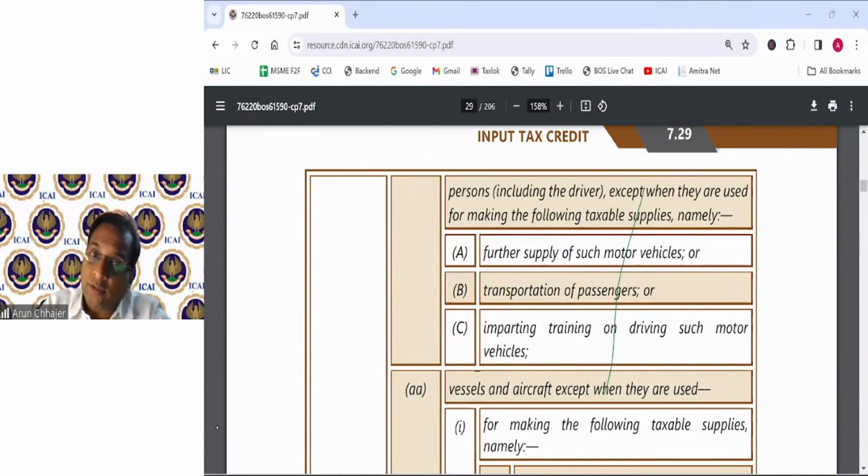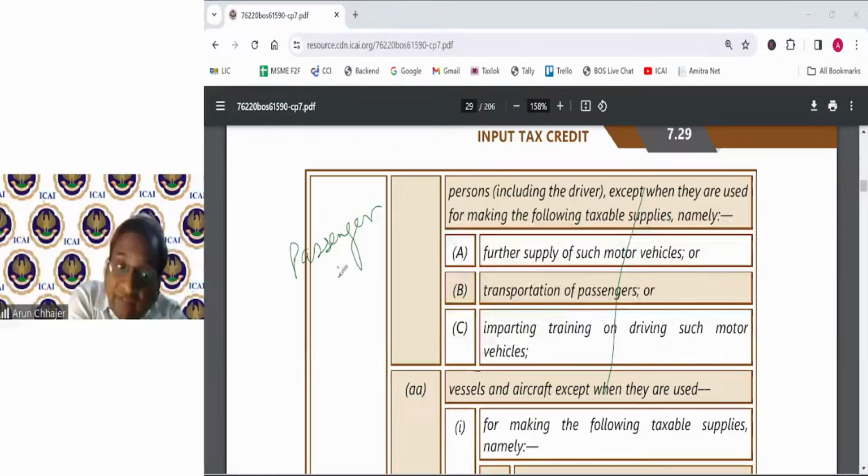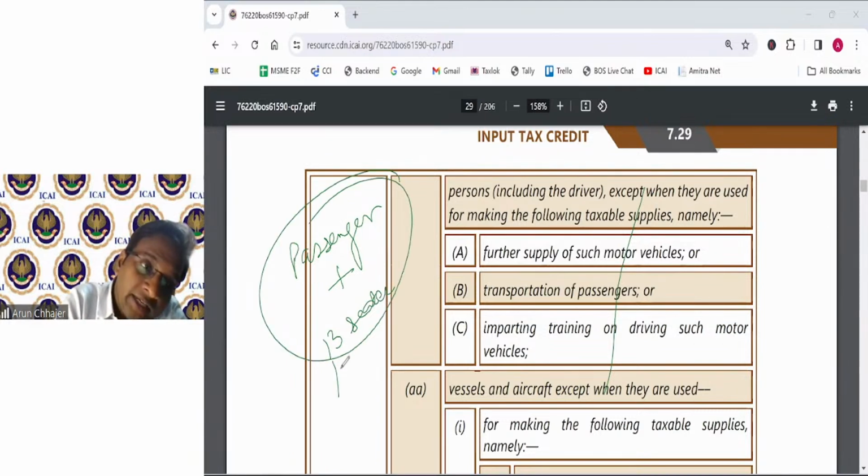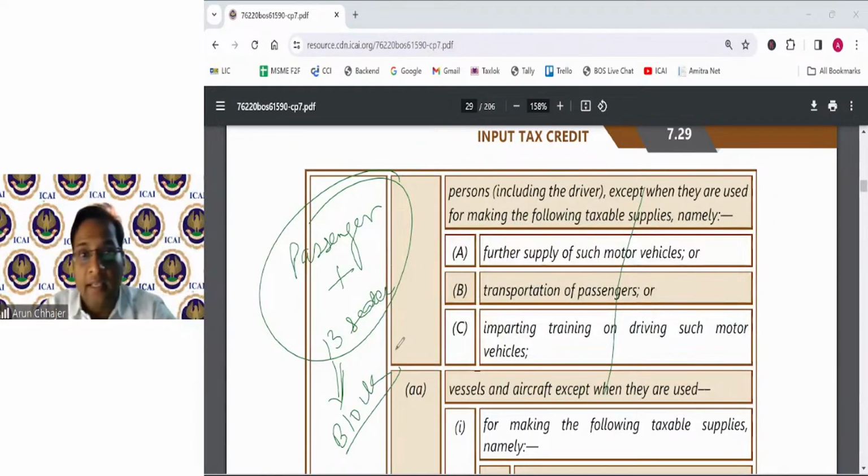Further, the proviso talks about 3 items. If the vehicle is for transportation of passengers, if the vehicle is up to 13 seater, what I will say, it falls under the block category right now. It falls under the block category, but here you have the 3 exceptions.